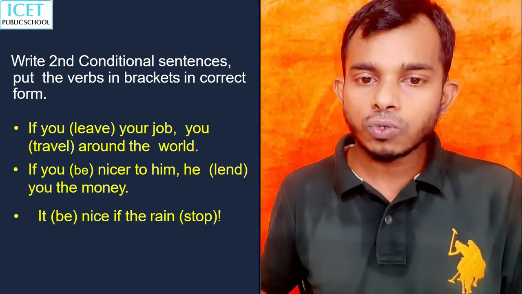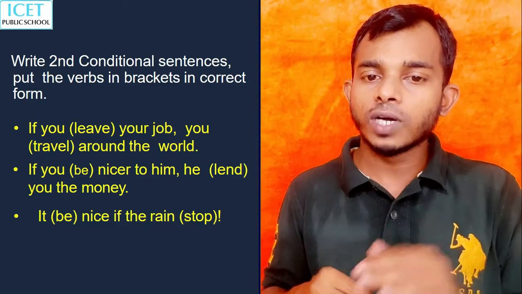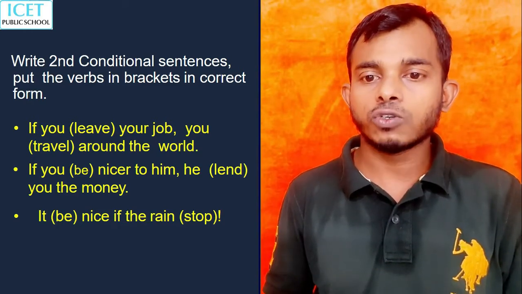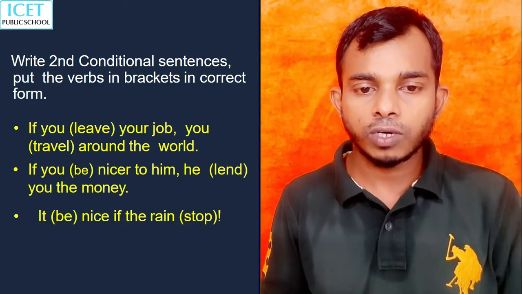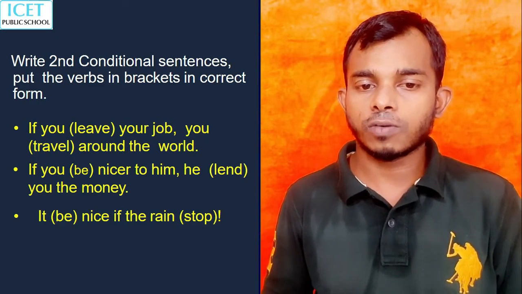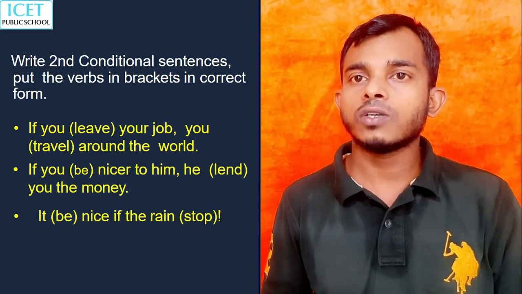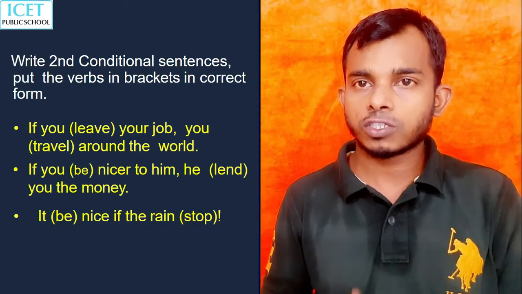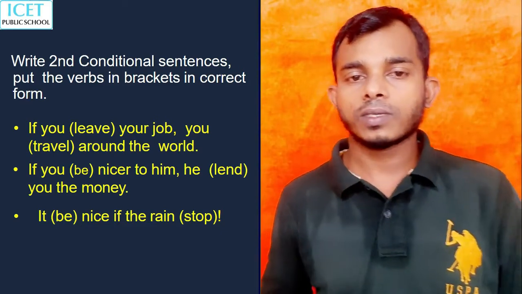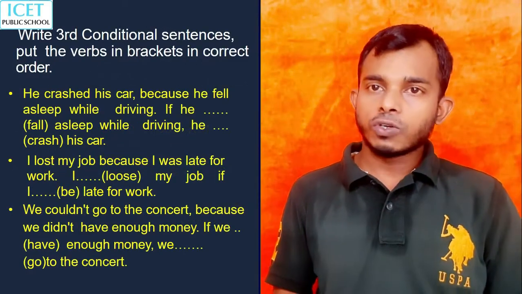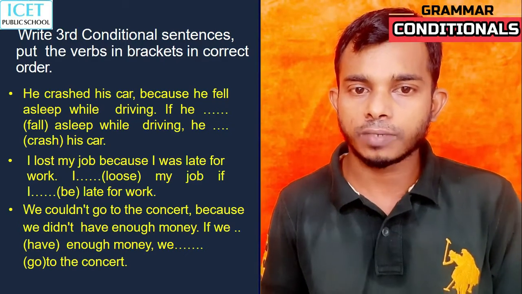Okay, if you nicer to him, then here we want to make into simple past. If you were nicer to him, he would lend you the money. And the last one, it'd be nice if the rain stopped. It was nice if the rain would stop. If the rain would stop, or if the rain could stop. So these are the answers. And now you can, the third conditional sentences, put the verbs in bracket in the correct order.